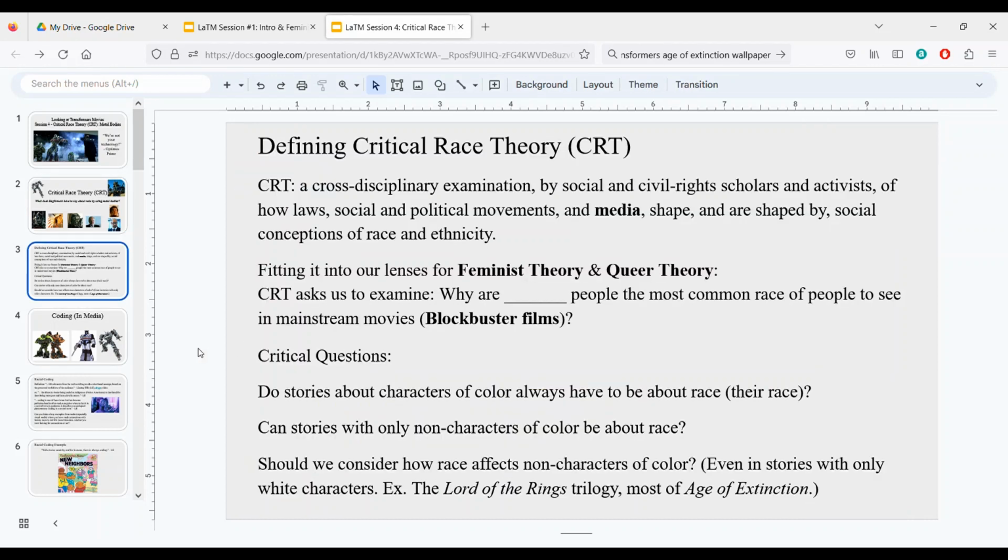And first, we have to define critical race theory. Tommy, would you like to read the first paragraph? Oh yes, critical race theory is a cross-disciplinary explanation by social and civil rights scholars and activists of how laws, social and political movements, and media shape and are shaped by social perceptions of race and ethnicity.